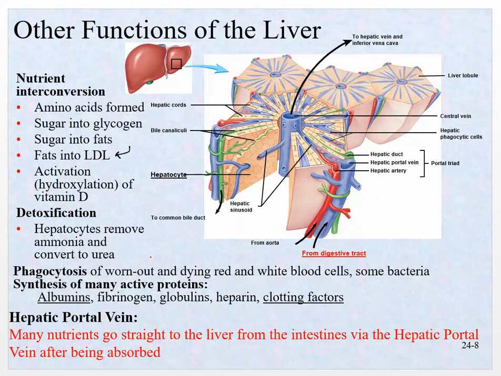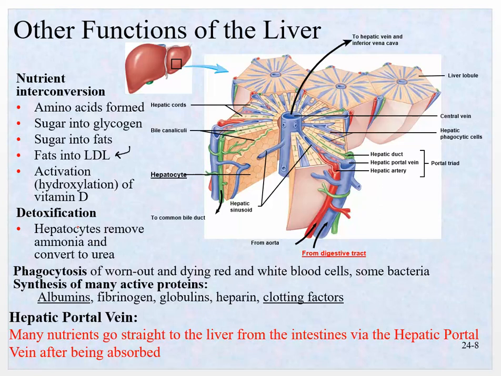So phagocytosis of worn out and dying red and white blood cells, some bacteria, synthesis of many active proteins. So here's a whole list, and I have two of them underlined, albumins and clotting factor. We haven't really talked about albumin, but albumin is a protein that's in your blood all the time. And it's important that it's there because it keeps your blood volume high enough. So it increases that osmotic potential in your blood to keep your blood volume high.